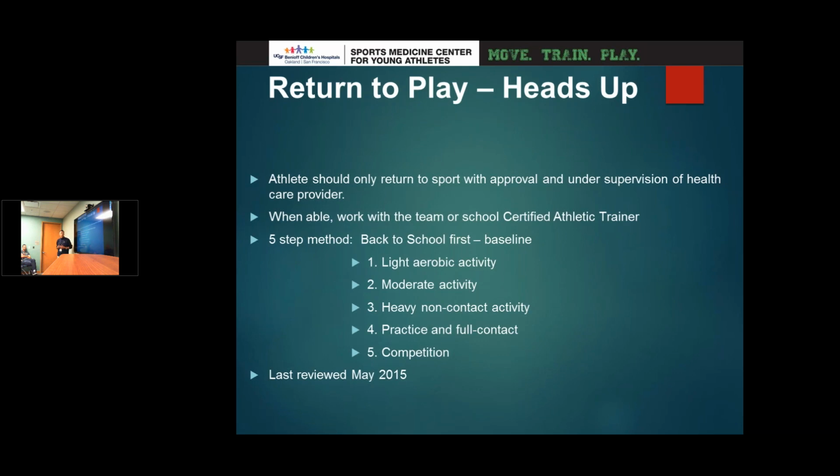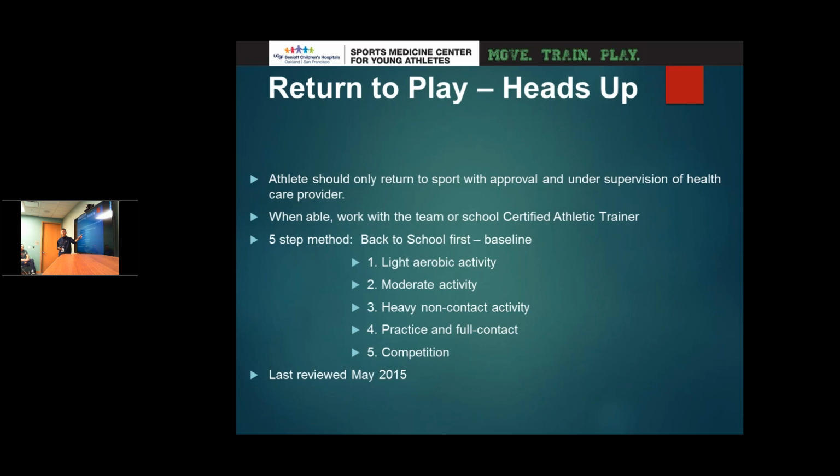Number 2, to enable that, they should work with their team or their school athletic trainer on that graduated return to play. And then they went in and talked about exactly what a return to play protocol is. And they had a 5-step method. So it's already a little different than what Dr. Chang talked about. In California here, we have a 7-step that is on the CIF website. And a lot of the newer research has sport-specific ones that are also 7-step.